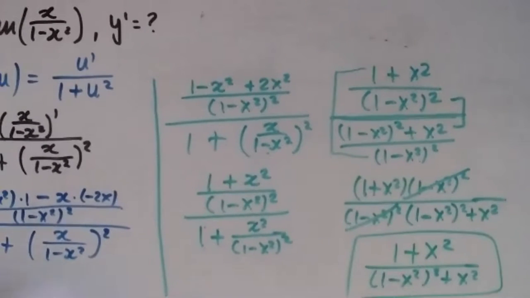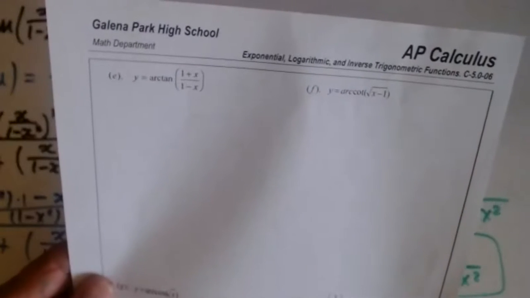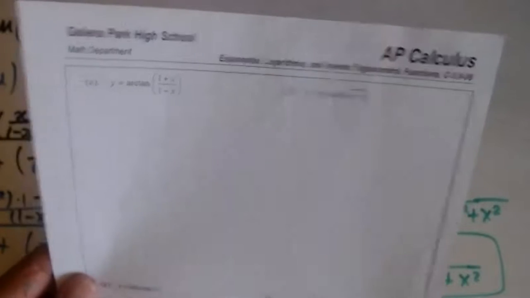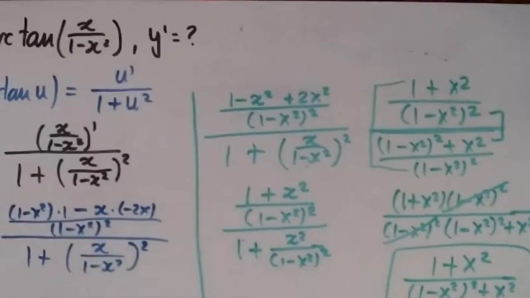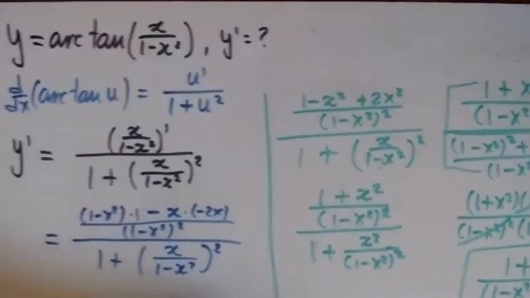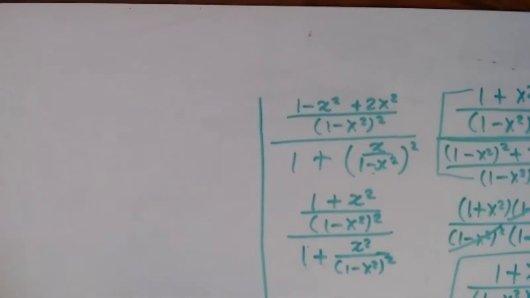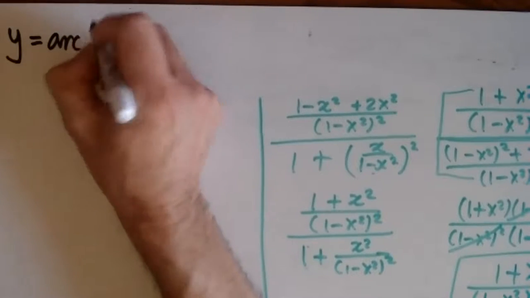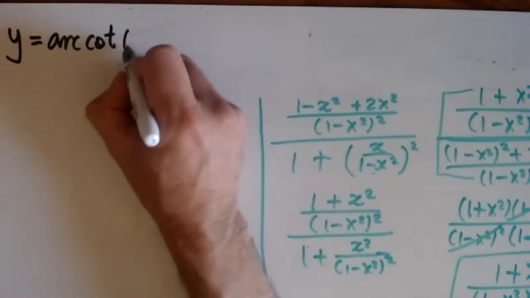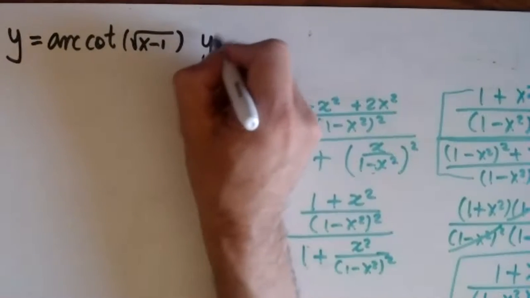So the next problem in the practice here in the notes, well, it's pretty much the same kind. So I'm not going to do all these things. You see the problem is 1 plus x or 1 minus x. So it's going to be pretty much the same annoying thing. Let me just try something much better, like the arc cotangent of the square root. Okay, so I'm going to erase this portion, and I'm going to put right here y equals the arc cotangent of the square root of x minus 1. And I want y prime.